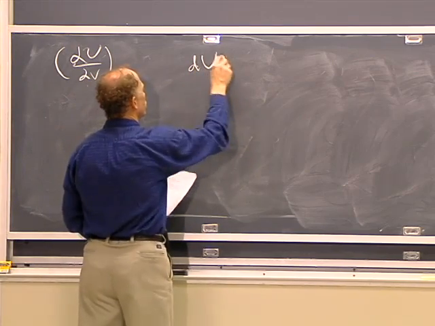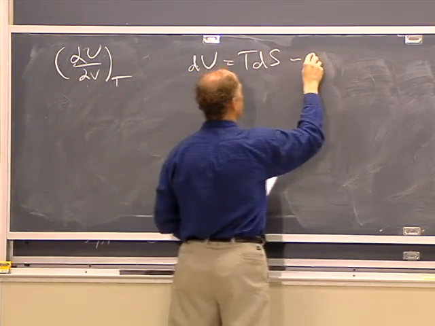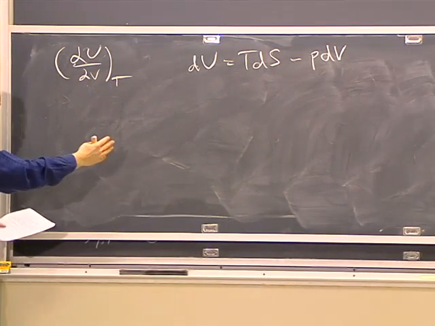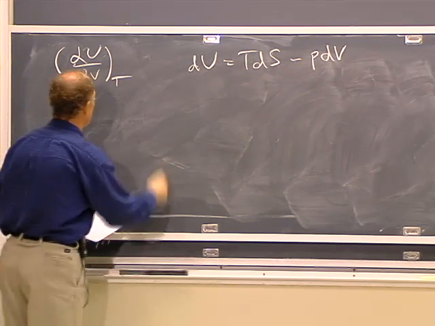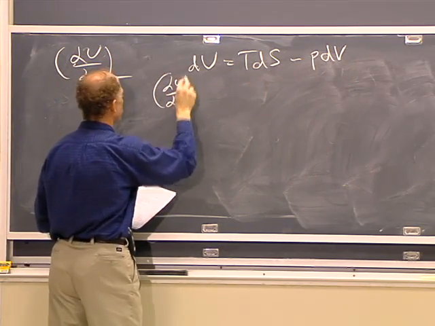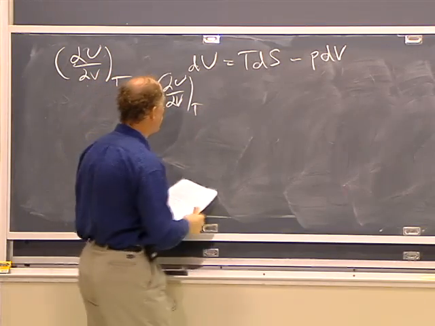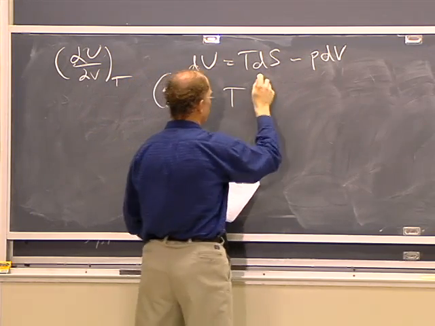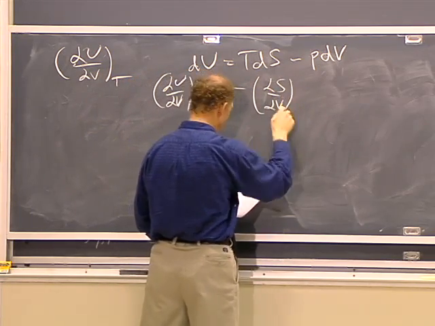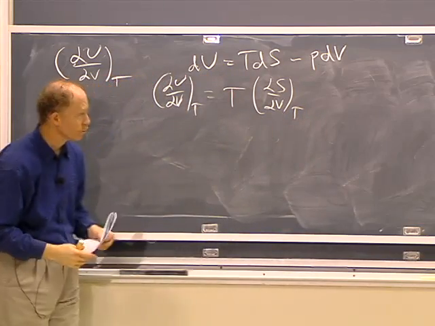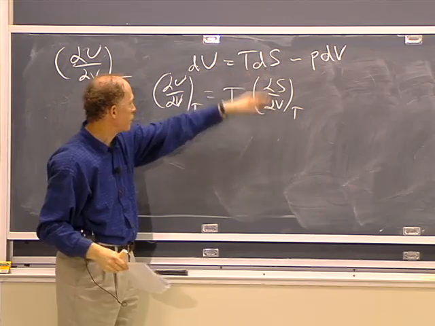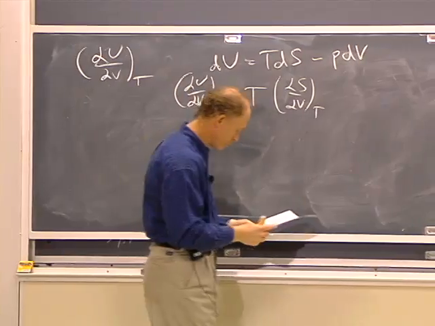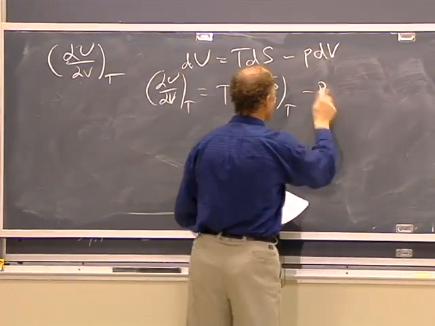So dU is T dS minus P dV. And I can take this derivative, dU/dV at constant T. And so what is it? Well, it's not just minus P because there's some dS/dV at constant T. This isn't 0. There's some variation, dS/dV at constant temperature. That's going to matter. This part, of course, is just minus P.